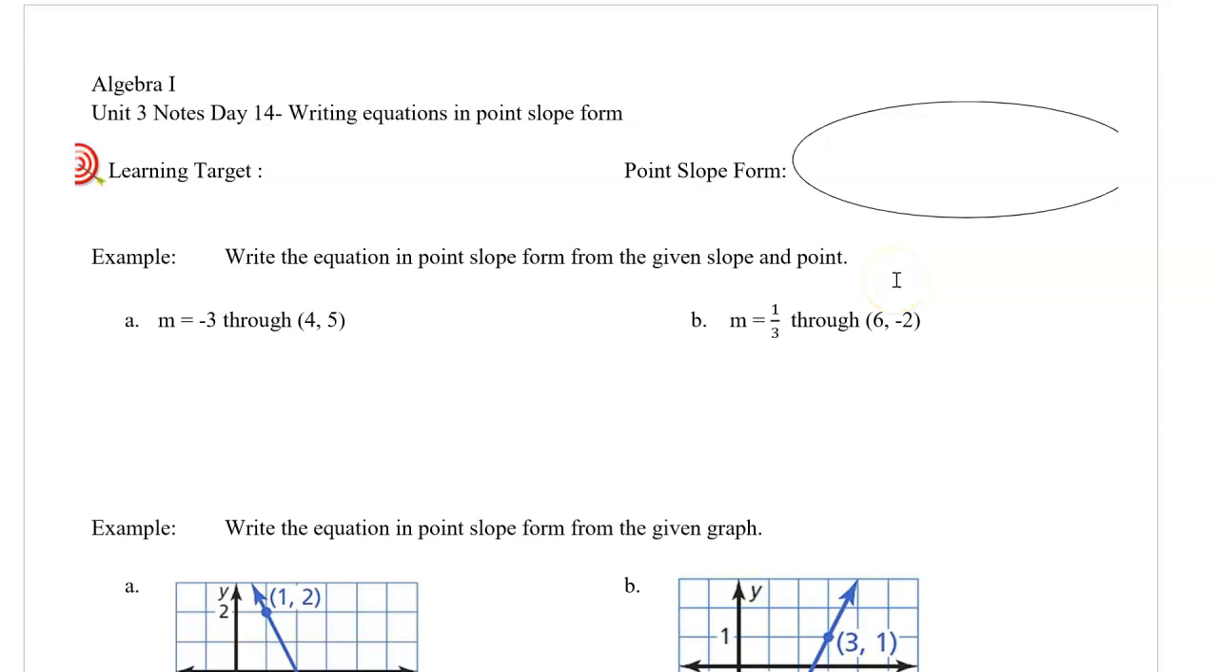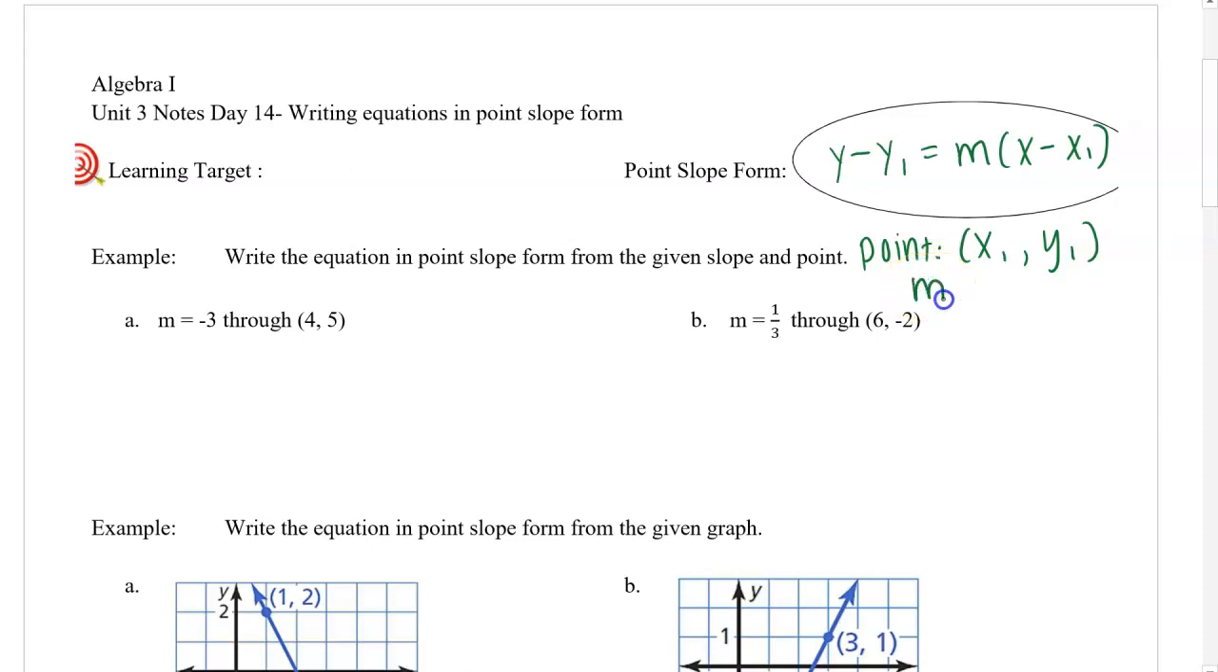In this video, we are going to be discussing how to write the equation of a line in point-slope form. Point-slope form is y minus y sub 1 equals m parentheses x minus x sub 1, where x sub 1, y sub 1 is your point, and m is your slope.